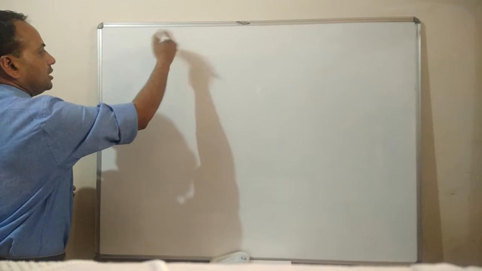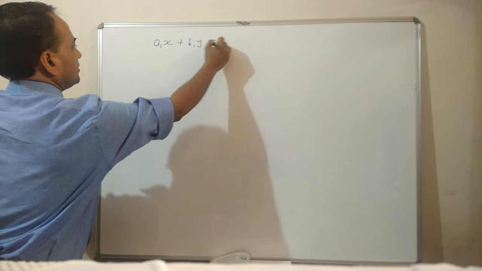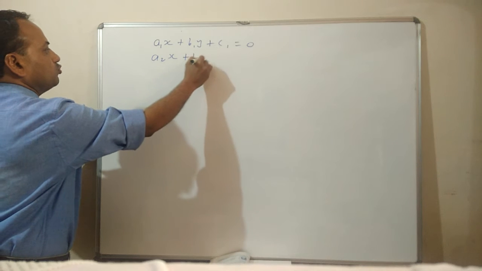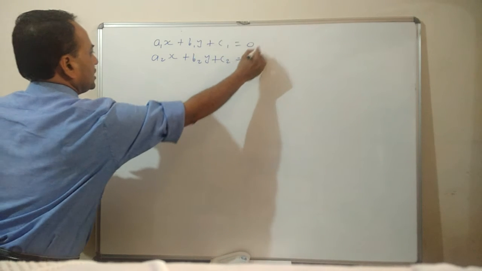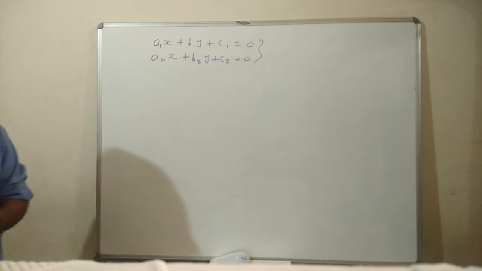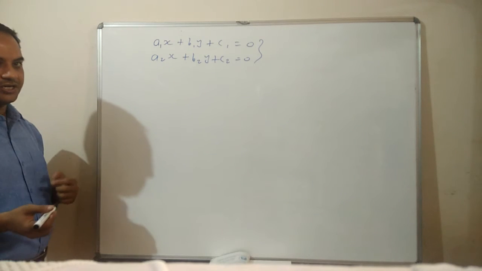That is a1x plus b1y plus c1 equal to 0, and then a2x plus b2y plus c2 equal to 0, which are the general form of a pair of linear equations that we discussed in the last video. This is the general form of a pair of linear equations.